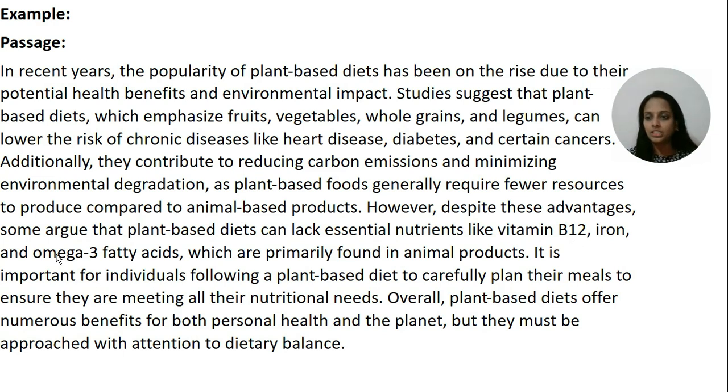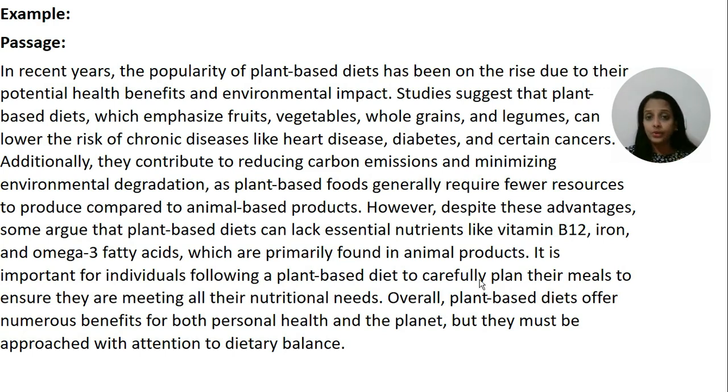However, despite these advantages, some argue that plant based diets can lack essential nutrients like vitamin B12, iron, and omega 3 fatty acids, which are primarily found in animal products. It is important for individuals following a plant based diet to carefully plan their meals to ensure they are meeting all their nutritional needs. Overall, plant based diets offer numerous benefits for both personal health and the planet, but they must be approached with attention to dietary balance.